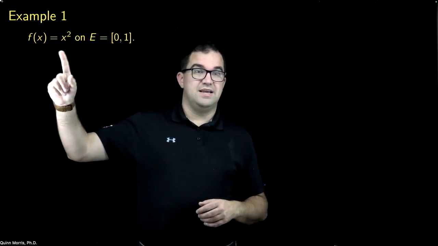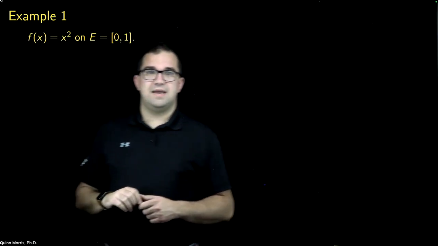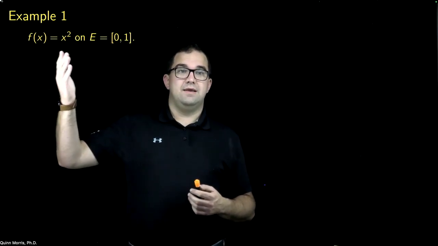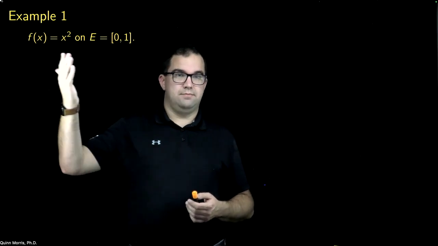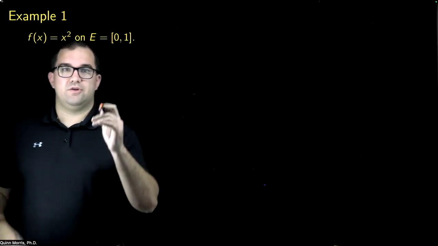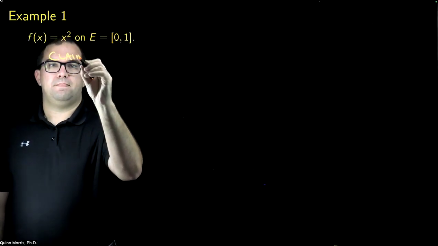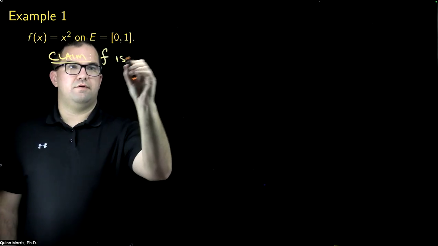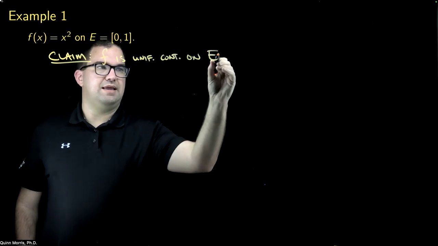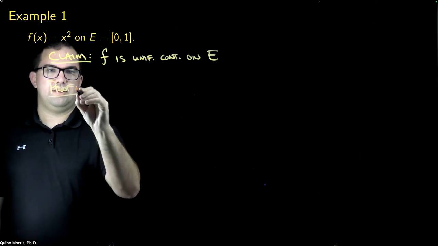So let's start with a continuous function and look at this function on this set. Let's say our goal was to show that this was uniformly continuous. Again, this is a property of a function on a set, so we need both a function and a set. So f of x is equal to x squared on the interval [0, 1]. If I was going to claim that f is uniformly continuous on this set E, how would I do that? What do I need to do?